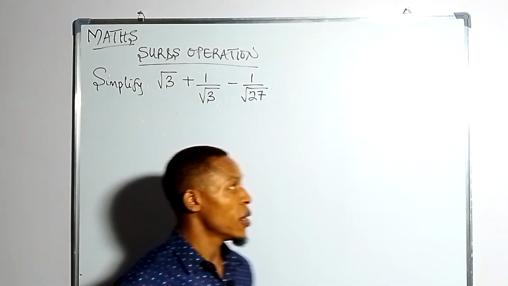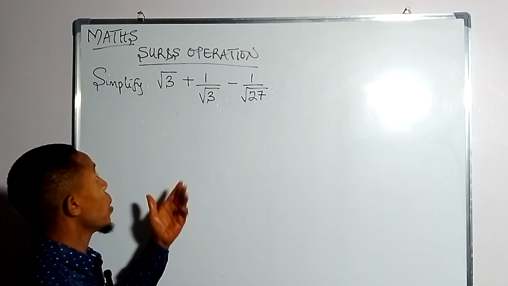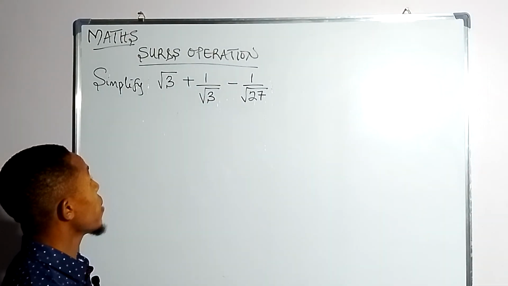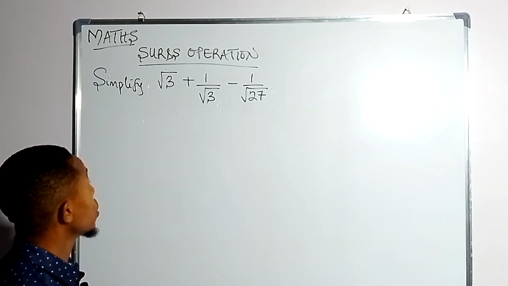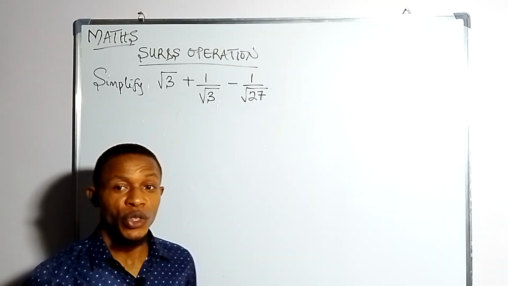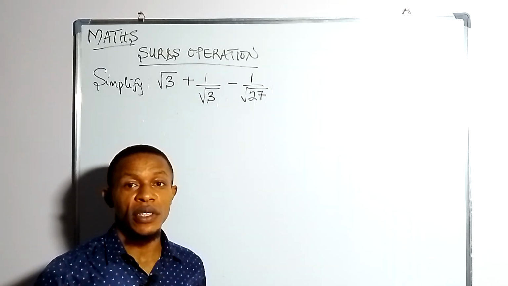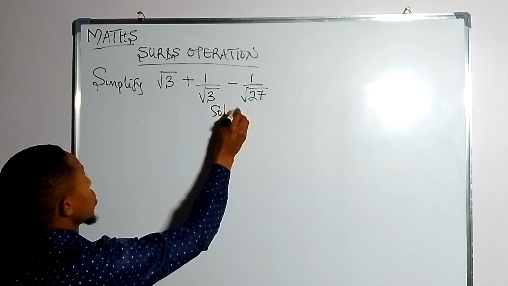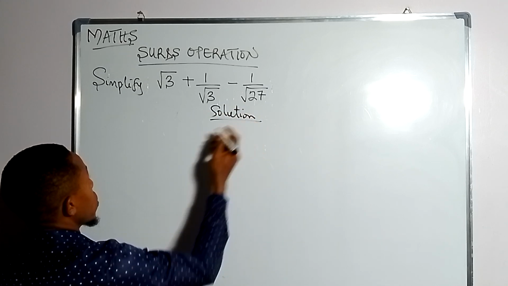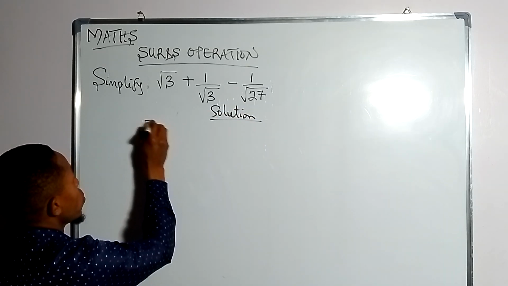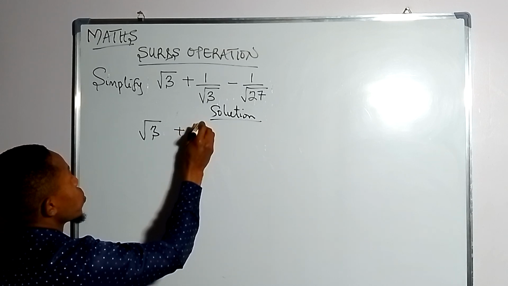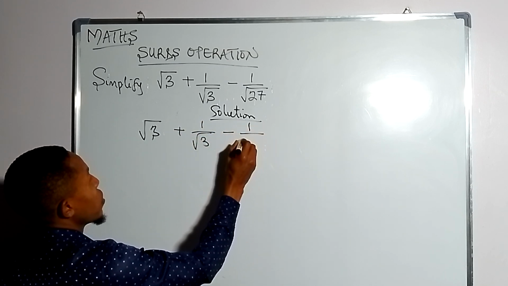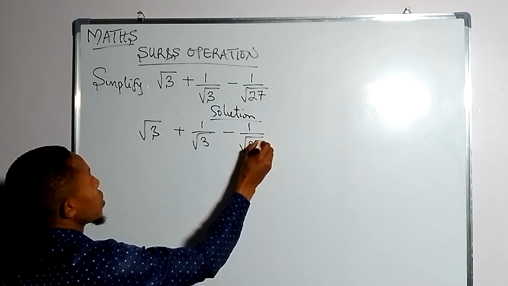Progress Academy. We have a problem on surds to simplify. We are given to simplify root 3 plus 1 over root 3 minus 1 over root 27. So what do we do? Let's bring down our solution, and bring down the question. So we have root 3 plus 1 over root 3 minus 1 over root 27.